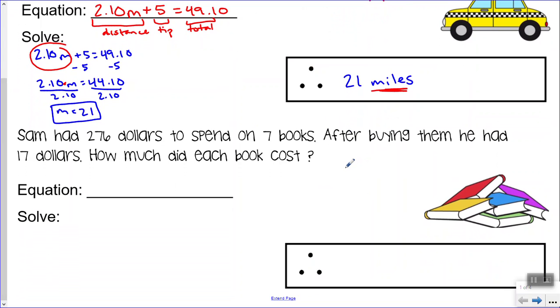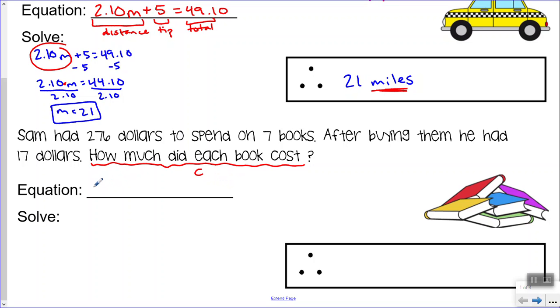For our next question, we're reading about Sam. Sam had $276 to spend on 7 books. After buying them, he had $17. We want to know, how much did each book cost? So again, we're going to start with our question here. The number of books is not our variable, it's the cost of each book. So C is going to be the cost of 1 book.